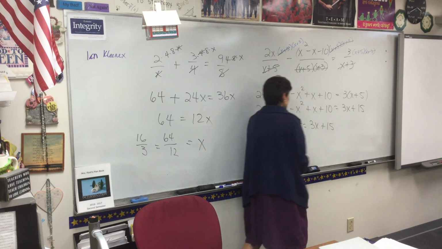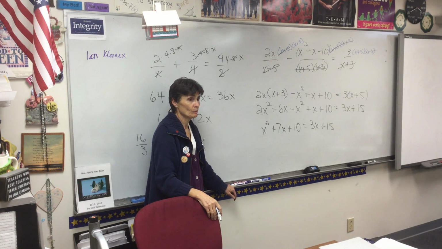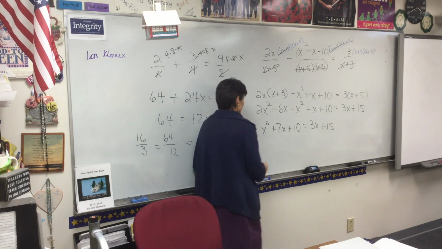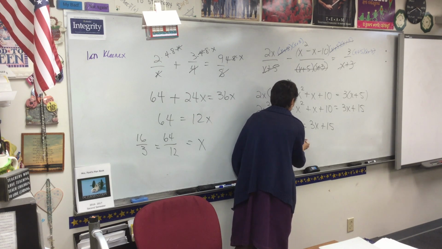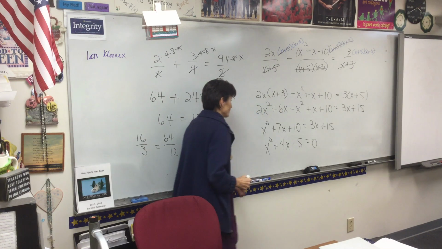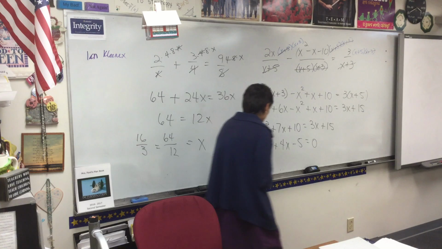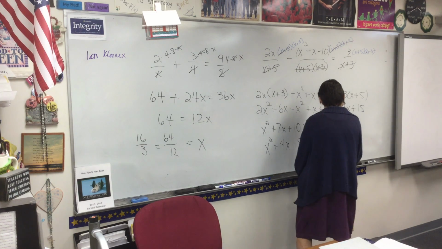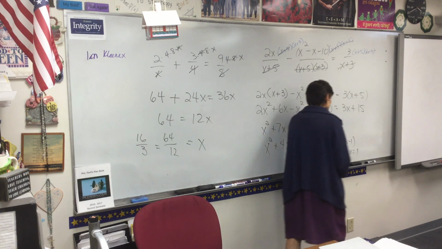And don't even try to solve that, guys. It's not set equal to 0. Get it set equal to 0. So x squared plus 4x minus 5. Now it's set equal to 0. So we can solve it. X plus 5, x minus 1. I got negative 5 and 1.